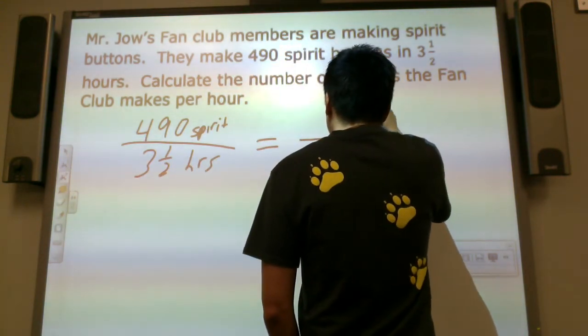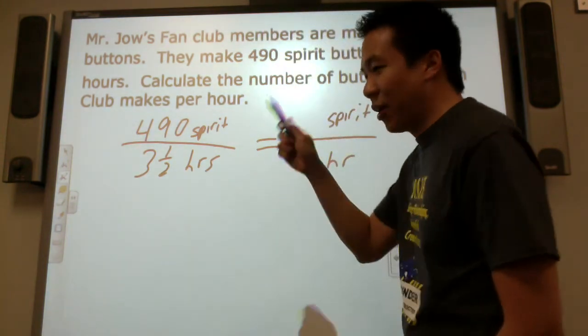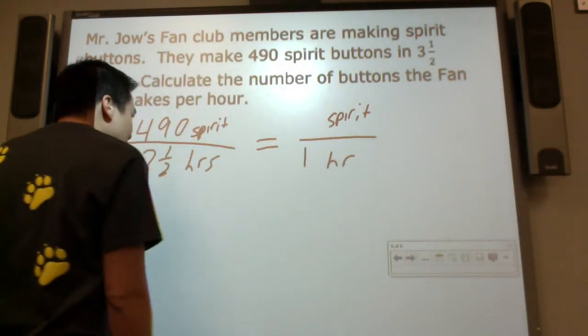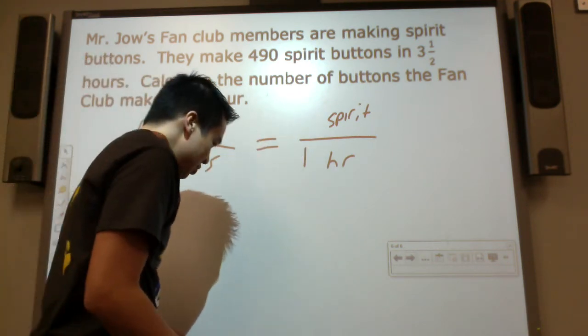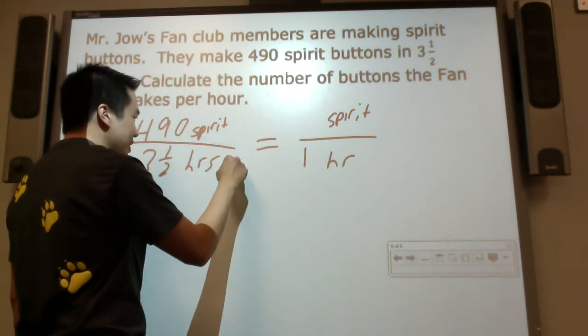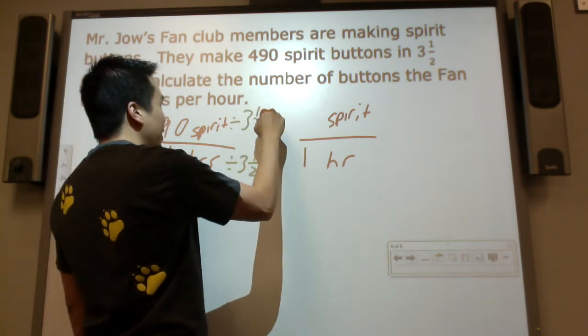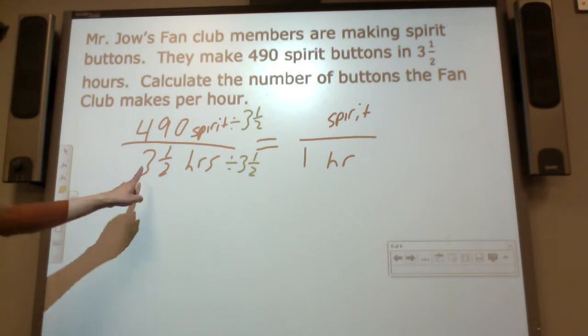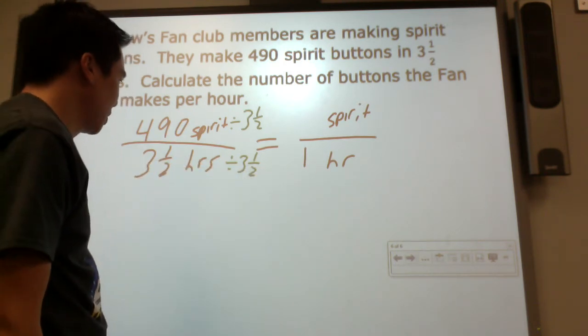So I want to know if I was there, if my whip was like, hurry up. In 1 hour, how many can they do? So I want to know each hour, how many buttons can they do? So I need to divide this by 3.5. So you have 3.5 hours. You're dividing it by 3.5 to get 1 hour.